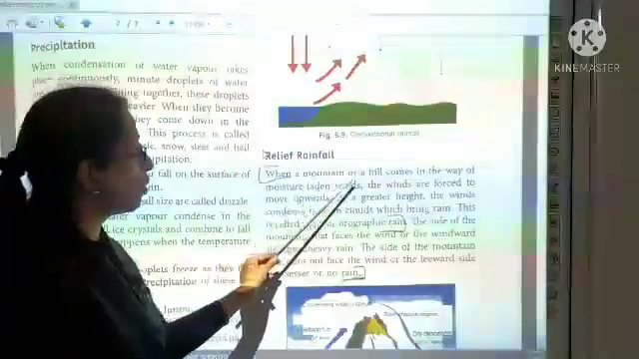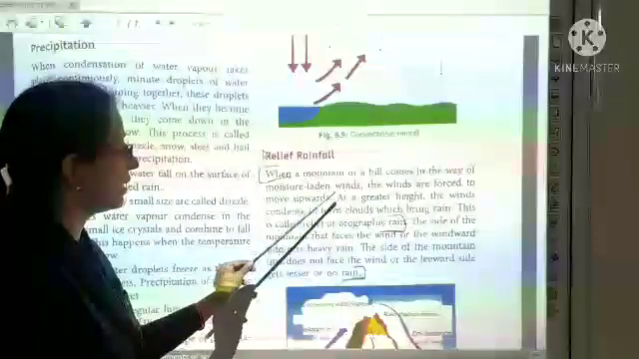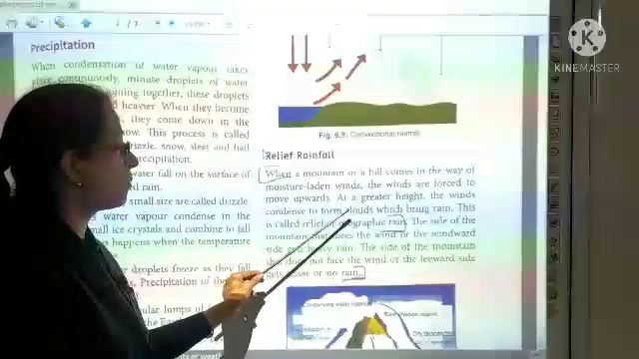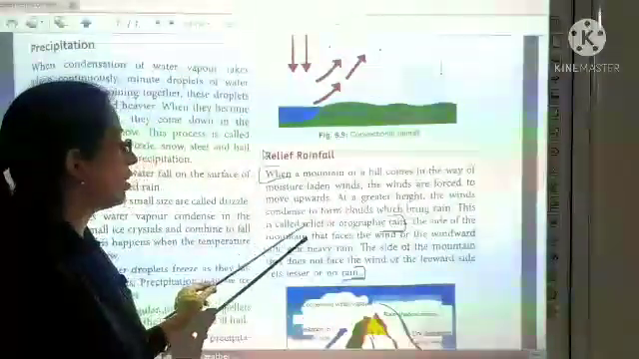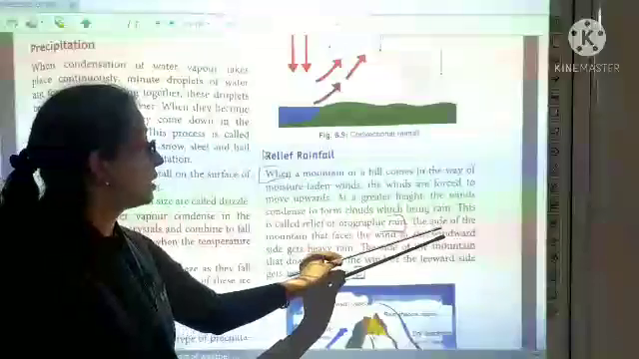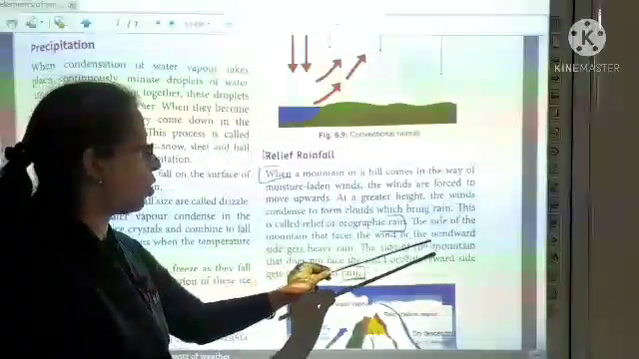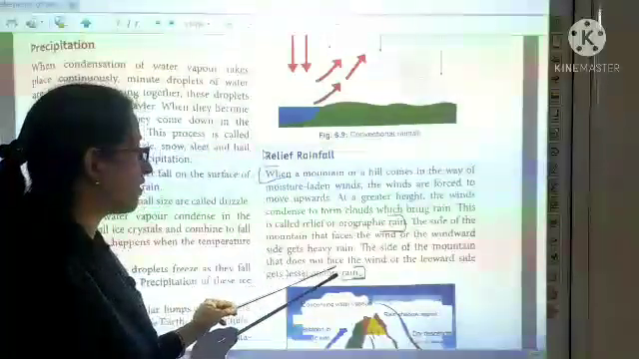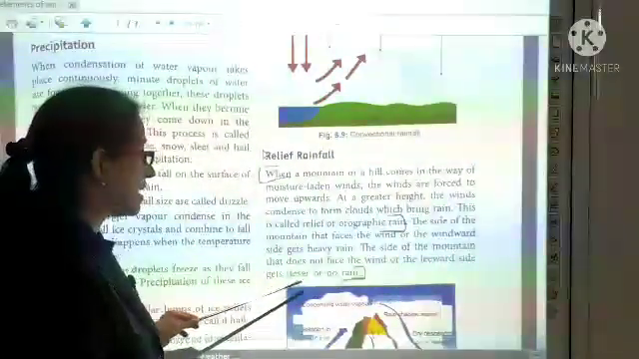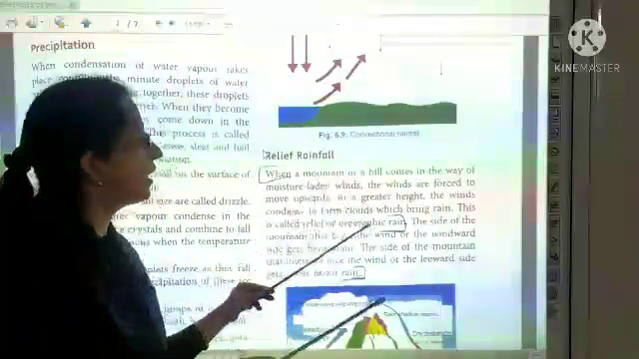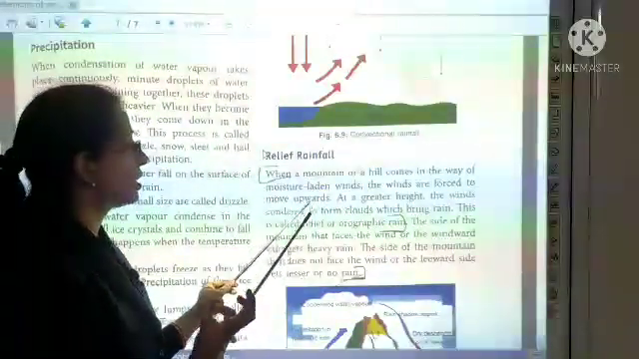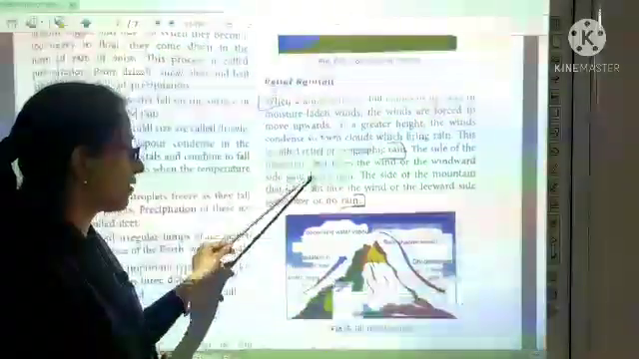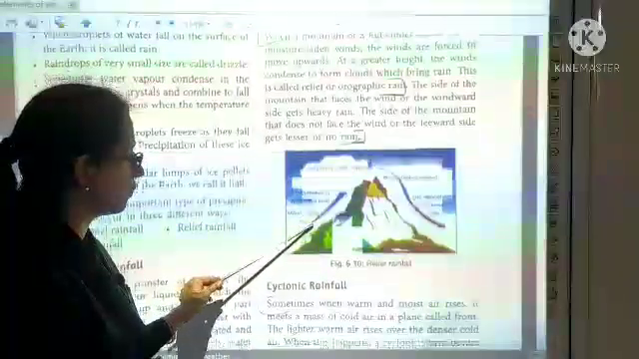Relief rainfall: when a mountain or a hill comes in the way of moisture-laden winds, the winds are forced to move upwards. At a greater height, the wind condenses to form clouds which bring rain. This is called relief or orographic rain. The side of the mountain that faces the wind, or the windward side, gets heavy rain. The side of the mountain that does not face the wind, or the leeward side, gets lesser or no rain. ये माउंटेन और हिली एरिया में जब विंड ब्लॉक हो जाती है, मॉइस्चर लेडन विंड जो ब्लॉक हो जाती है, तब ये रेन फॉर्म होती है, उसको बोलते हैं रिलीफ और ओरोग्राफिक रेन. This is given in this diagram over here.